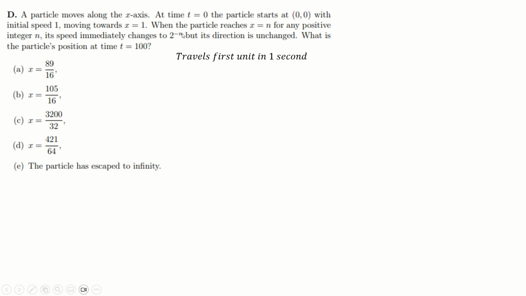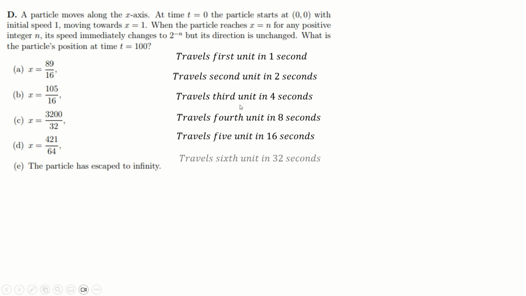So therefore it takes 2 seconds to do the second unit, and you arrive at 2, in which case when you've arrived at 2, your speed is 2 to the minus 2, which is a quarter. So it takes 4 seconds to do the third unit, and so on, and so on. At this point, if you add up how long it's taken you, this is a nice little trick. Adding up powers of 2 just gets you the next power of 2 minus 1. So that takes 63 seconds in total.